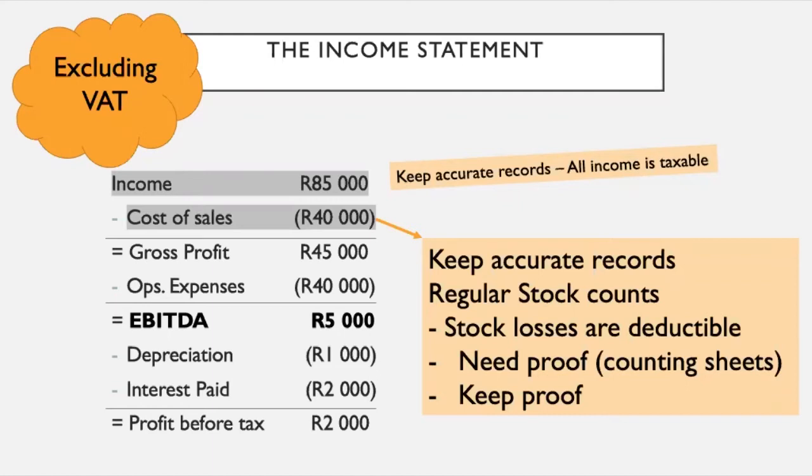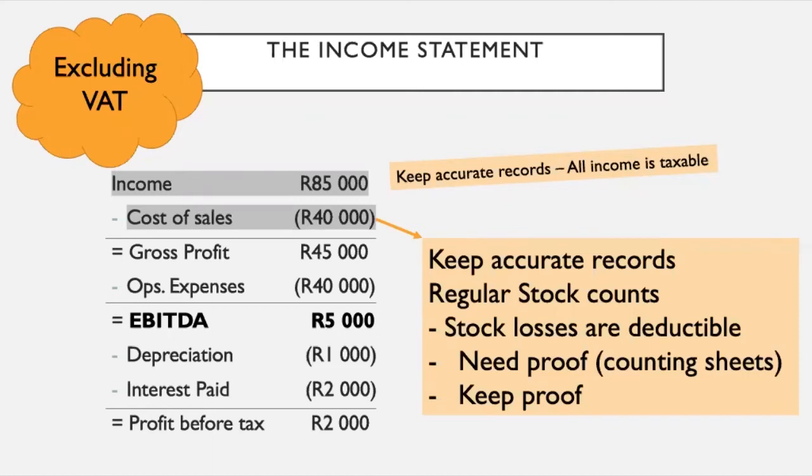And not only is it good for paying less tax, it's also good for managing your business better. Because if you are aware of stock losses or things that go missing, you can also manage your cash better. Okay, so keep accurate records of your stock, your inventory, anything that you've put into cost of sales. And the best way to do this is to do regular stock counts.